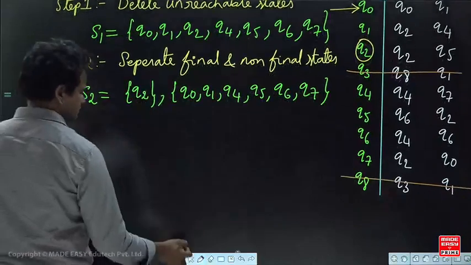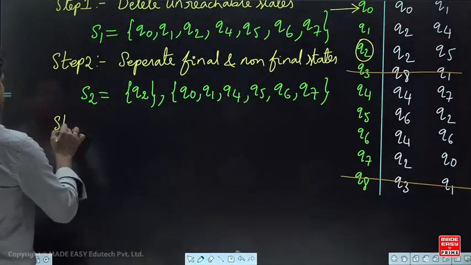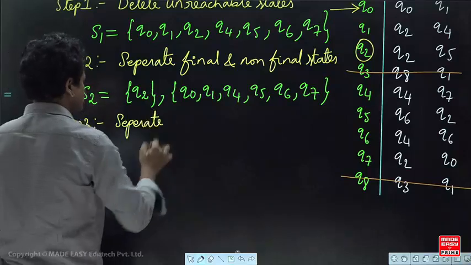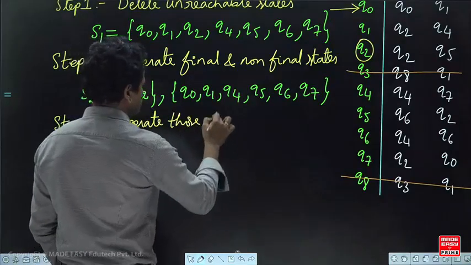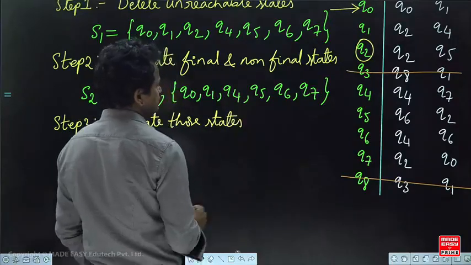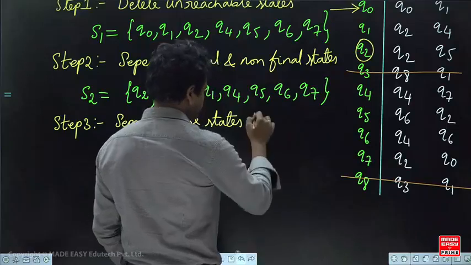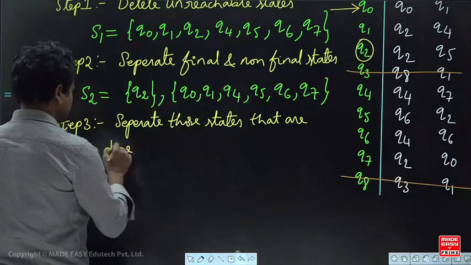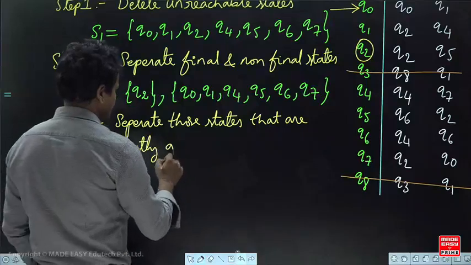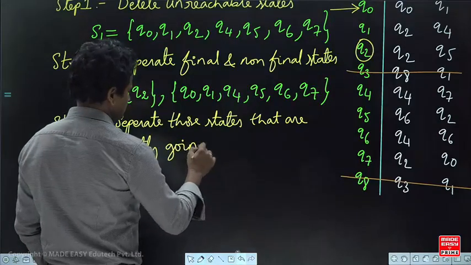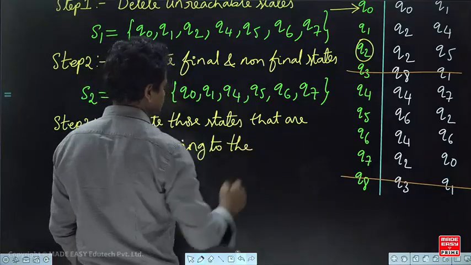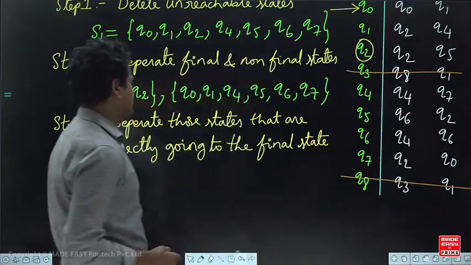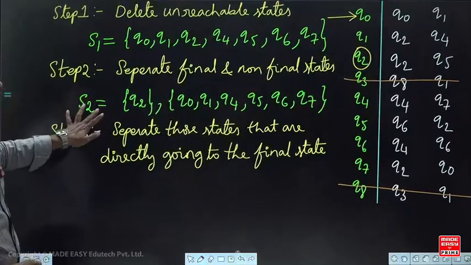Okay. Now, step 3. Separate those states that are directly going to the final state. Copy this one, I will explain.